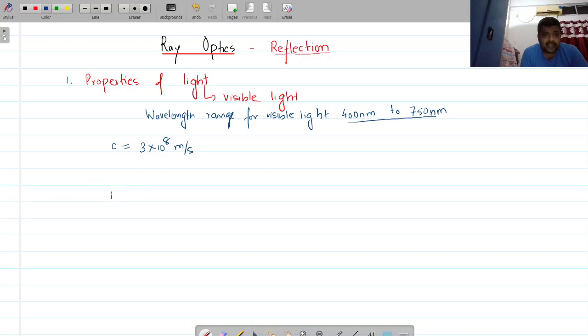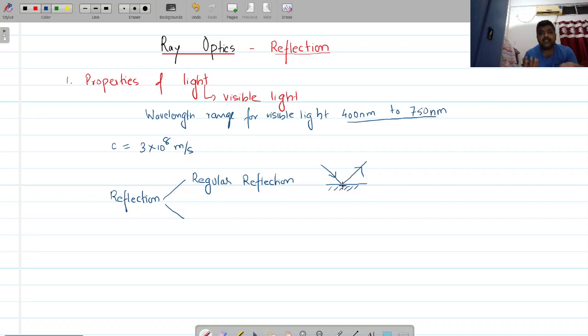Reflection is of two types. One is the regular reflection. Regular reflection means the reflection that takes place in a mirror, say a plane mirror. This is the direction of the incident ray. The incident ray is coming from this direction, and then this is the reflected ray. So in regular reflection, we can see the image.